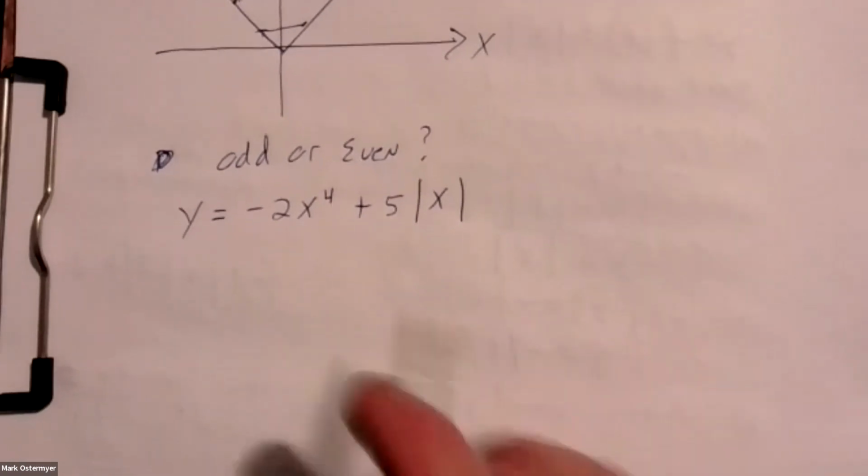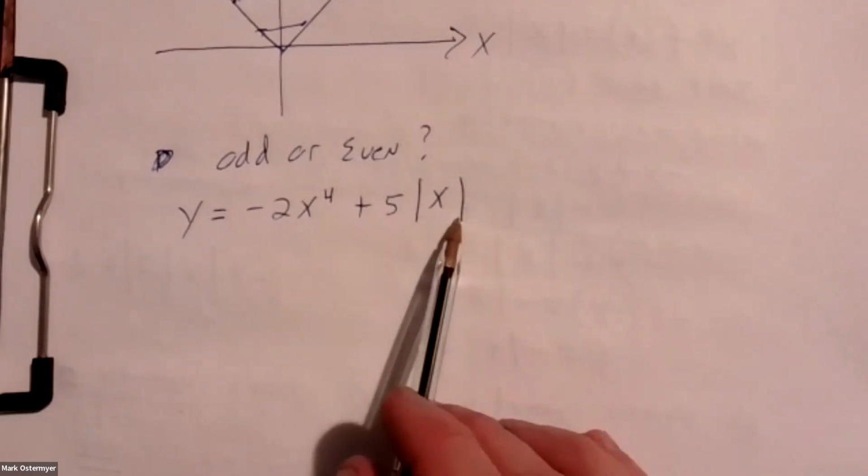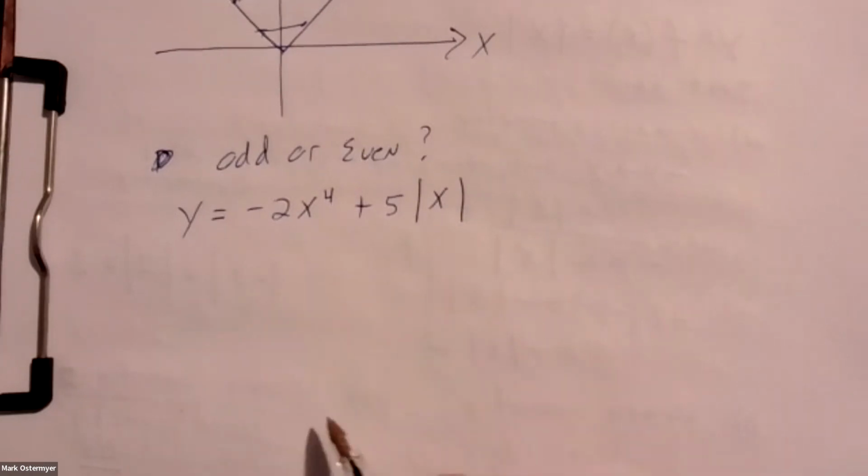Well, one way to determine if it's odd or even is to graph it real quickly using a graphing utility. And then to see if it's symmetric with respect to the y-axis. If it is, it's an even function. If it's symmetric with respect to the origin, it's an odd function. Suppose we don't have a graphing utility, we can't graph it. Well, there's another way.